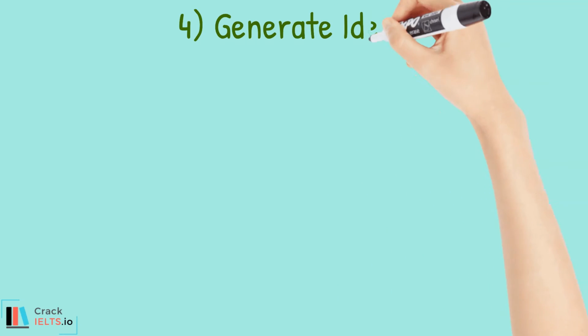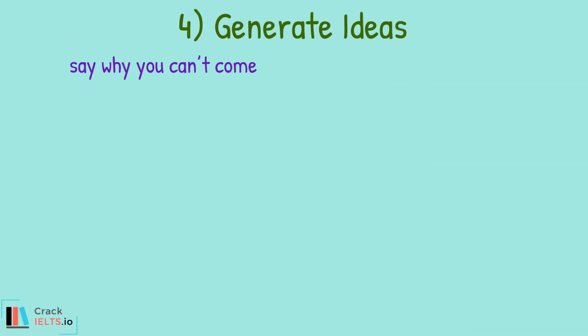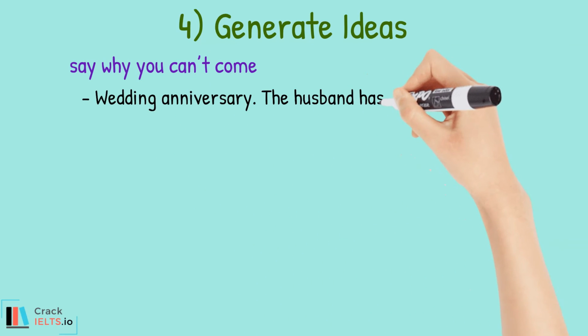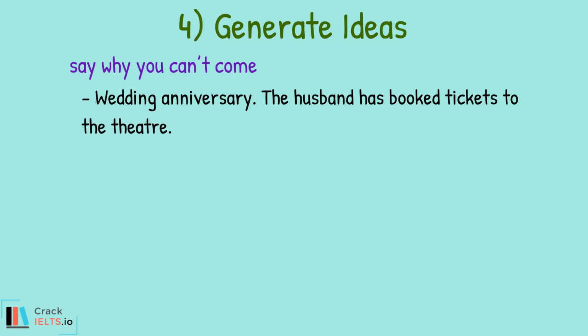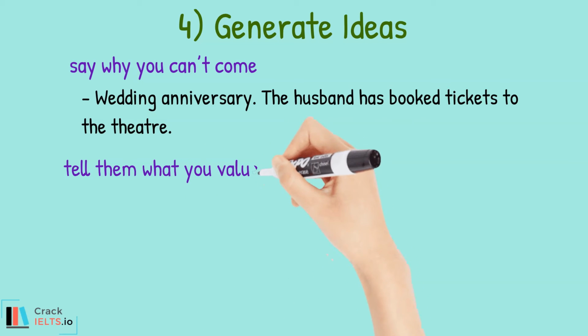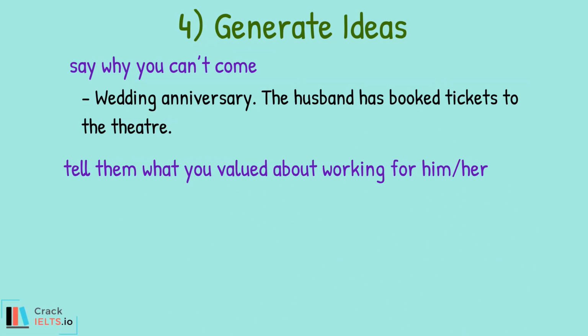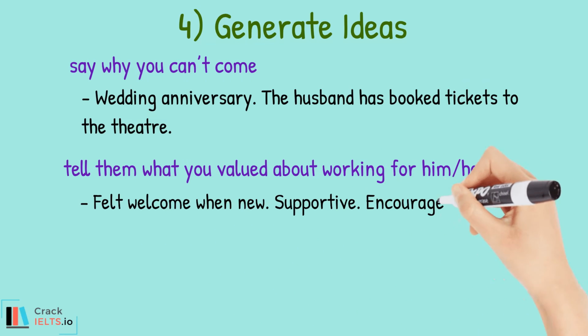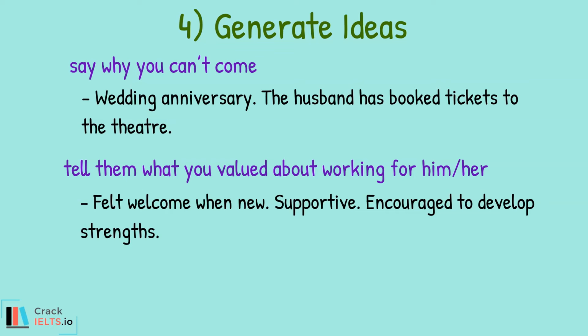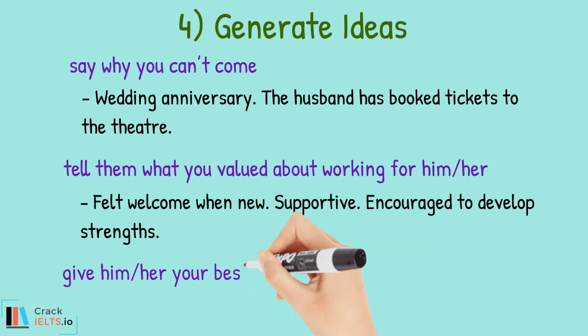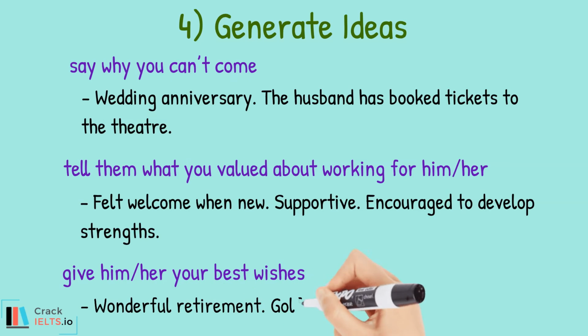Note your ideas beside each bullet point like this. The first bullet point is say why you can't come. Here you could jot down ideas such as wedding anniversary, the husband has booked tickets to the theatre, and so on. The next bullet point is tell them what you valued about working for him or her. Here you could write ideas such as felt welcome when new, supportive, encouraged to develop strengths. The third bullet point is give him or her your best wishes. Here some ideas you could have are have a wonderful retirement, golf, and so on.